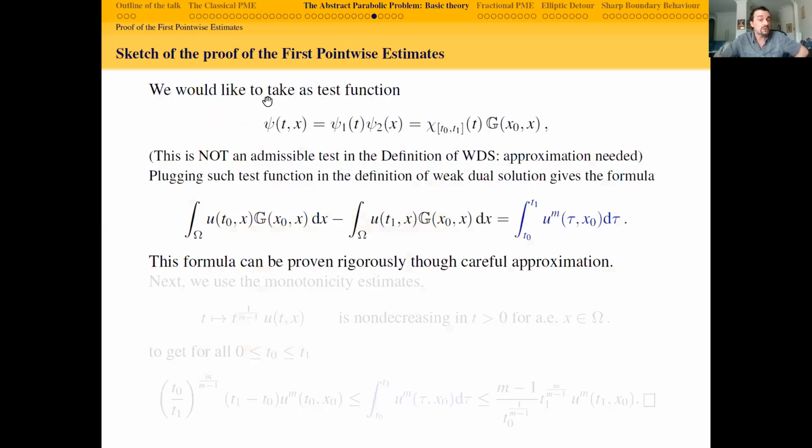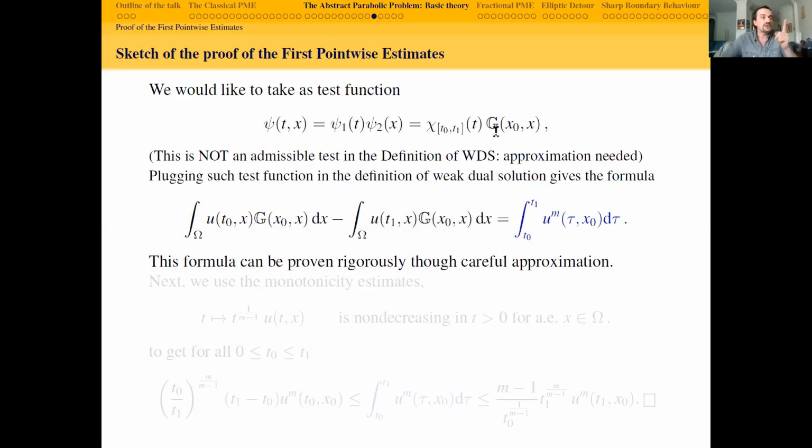So what is the rigorous proof? You want to basically plug in as a test function the characteristic function of a time interval times the Green function. This is not admissible, so what do you have to do? Approximation. It takes 5 pages of approximation, but it can be done. It's an appendix in our works. It's really the work you have to do, but once you get the idea, you know that this is just wanting to test the equation with this.